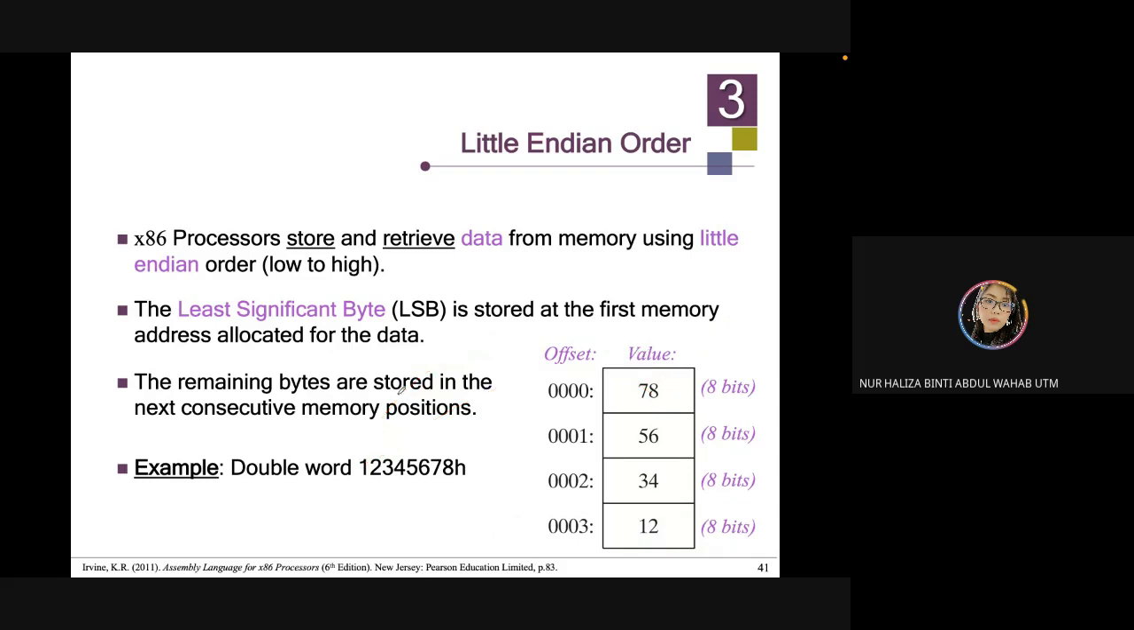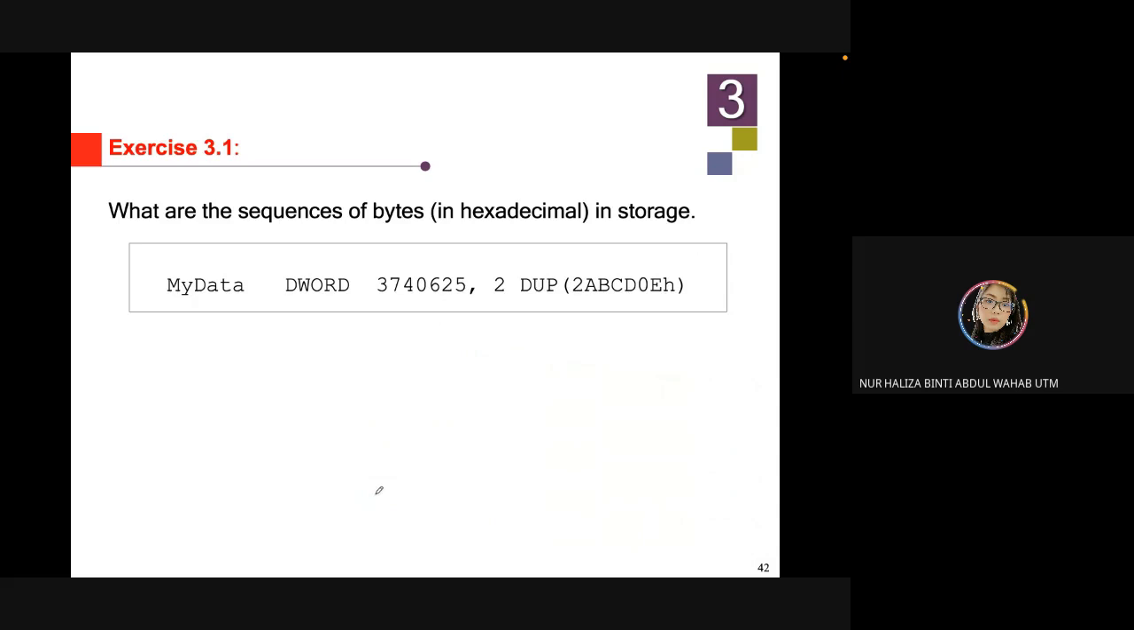So in terms of Indian order, you're going to pick the back value and put it first, followed by the rest until the front. Okay, let's see another example here. You can see there is a double word. What is the sequence of bytes in hexadecimal in the storage?